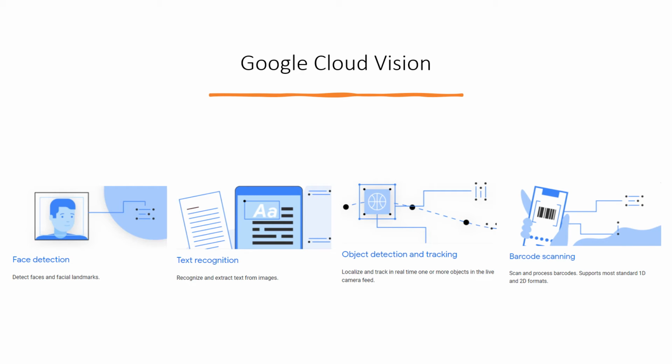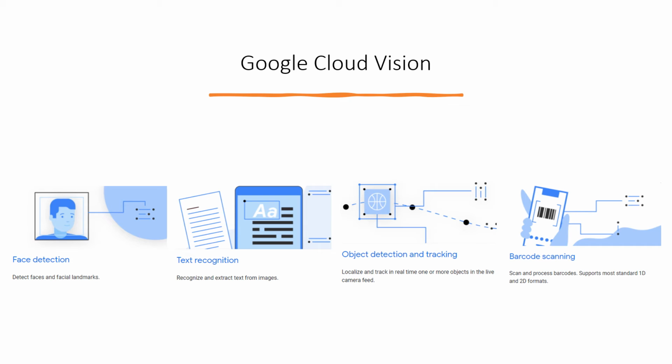Now let's understand Google Cloud Vision. Google Cloud Vision allows developers to integrate vision detection features like image labeling, face detection, landmark detection, OCR, text recognition, barcode reading, etc. Now let's understand the features which Google Cloud Vision provides for developers. The first one is face detection. With face detection, we can detect the face and extract the face landmarks. Next one is text recognition.